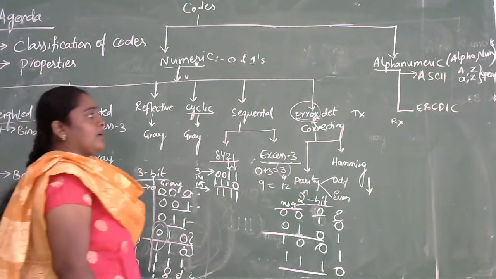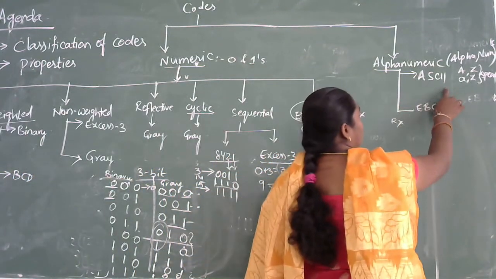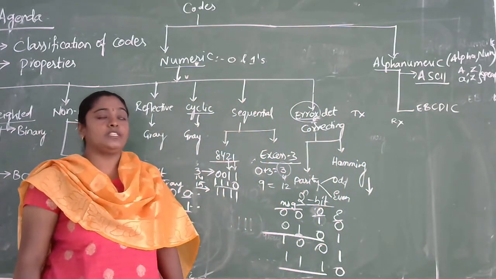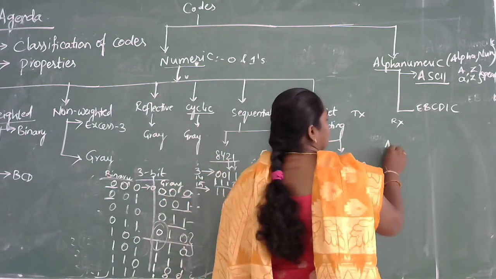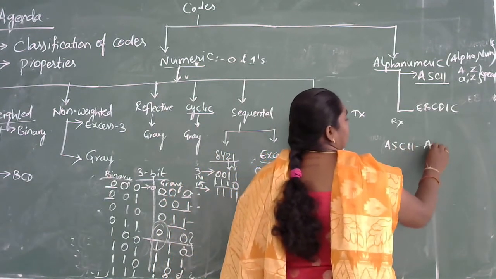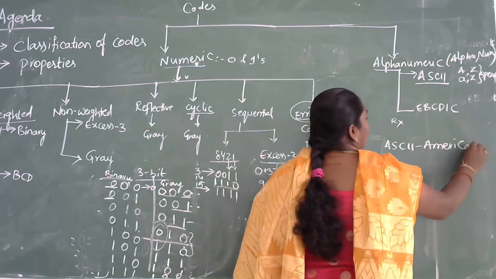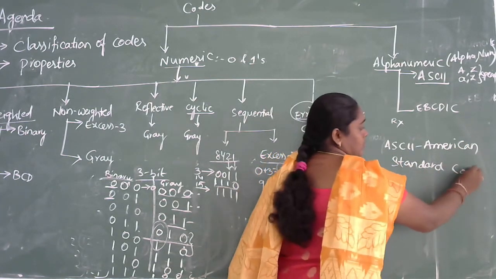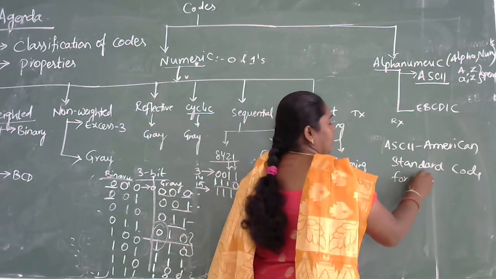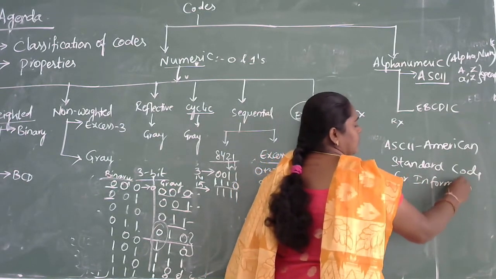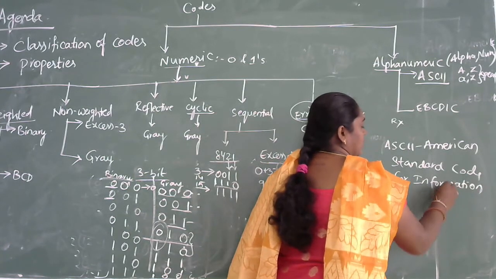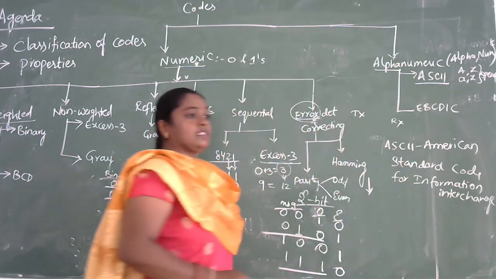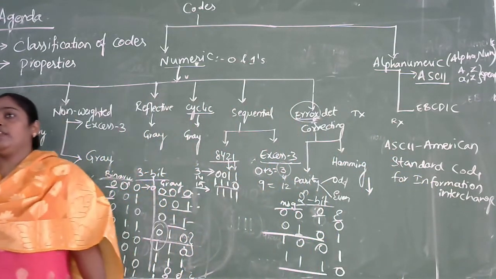So the example for the alphanumeric codes is ASCII, that is, American Standard Code for Information Interchange. So here ASCII represents American Standard Code for Information Interchange.